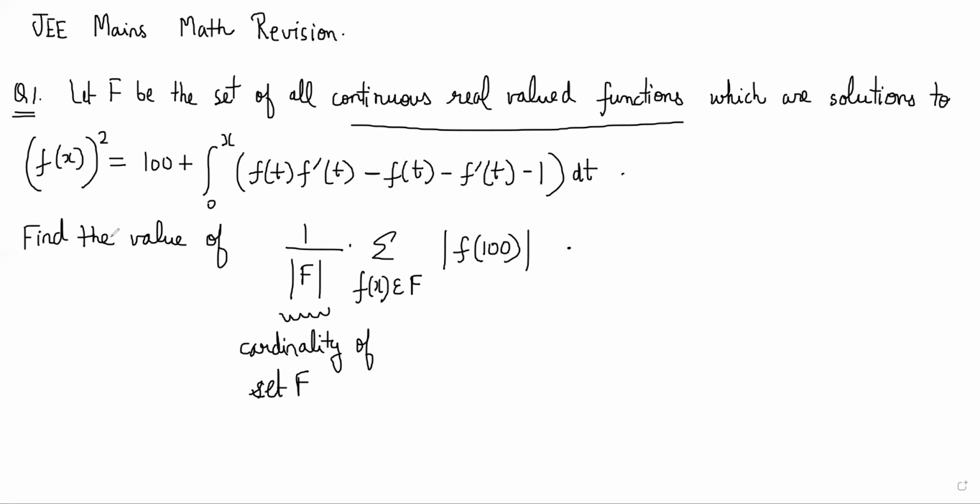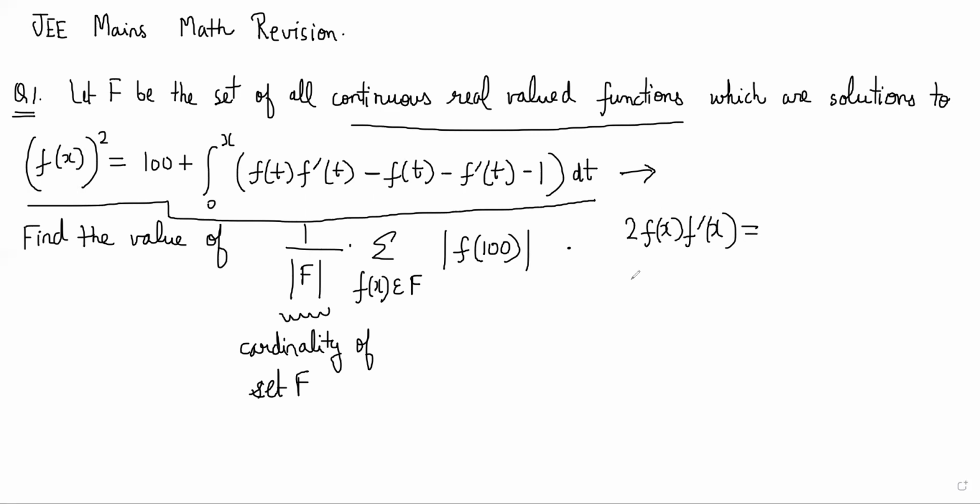So what are the things you can do to this equation? What can you figure out from here? One thing you can do is differentiate, right? So if you differentiate both sides, 2 f of x f dash x is equal to, here, you get f dash x, f double dash x.